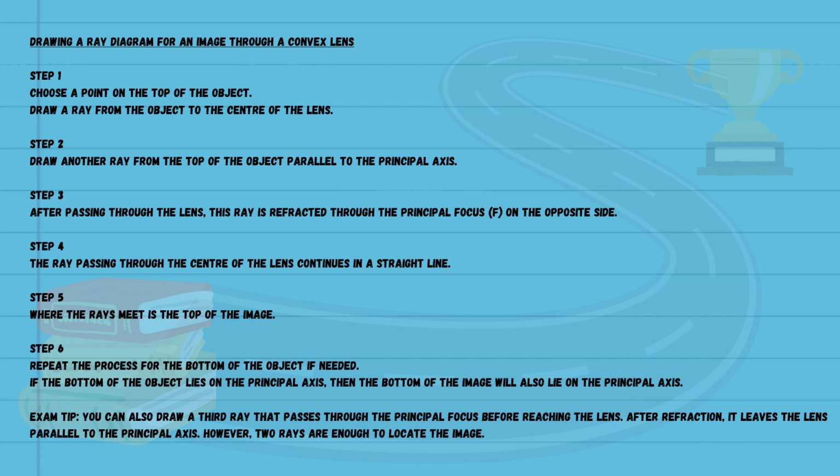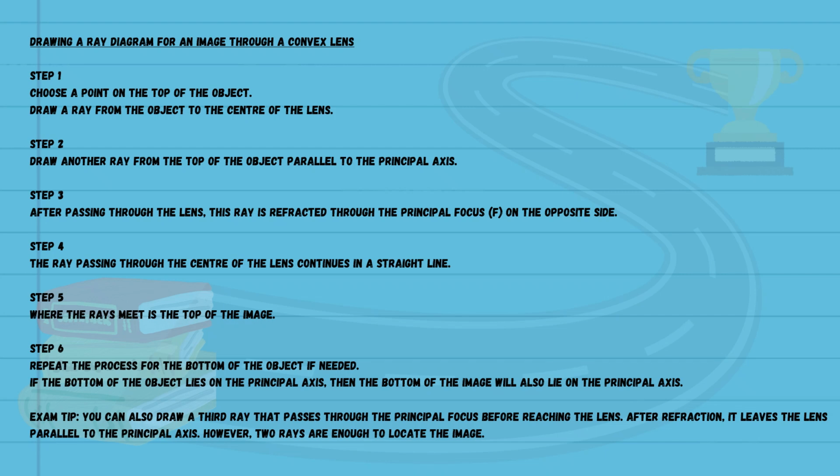Step 3: after passing through the lens, this ray is refracted through the principal focus, F, on the opposite side. Step 4: the ray passing through the center of the lens continues in a straight line. Step 5: where the rays meet is the top of the image. Step 6: repeat the process for the bottom of the object if needed.